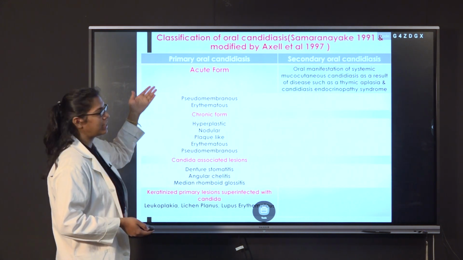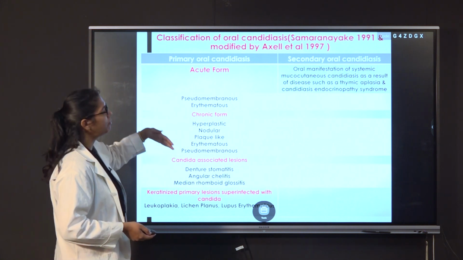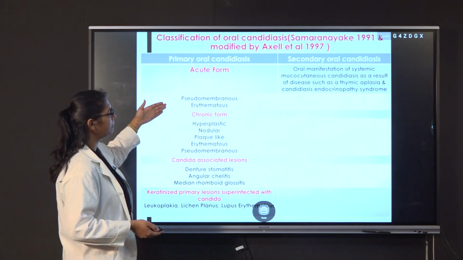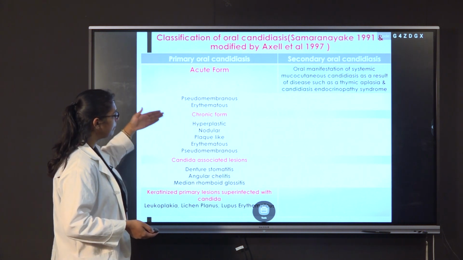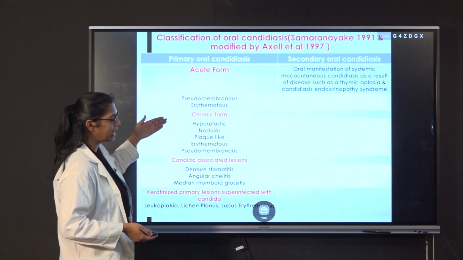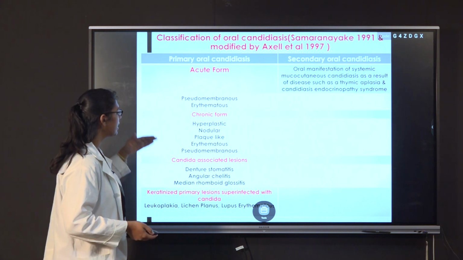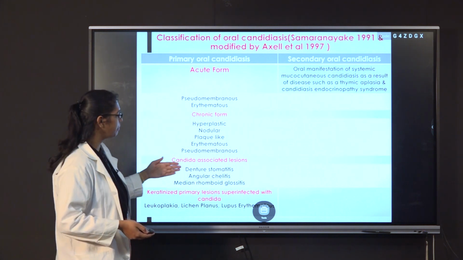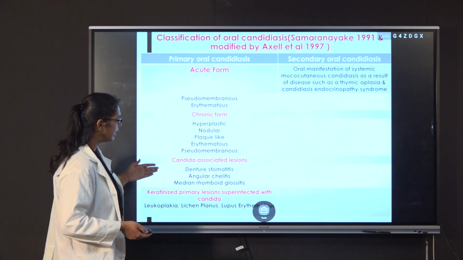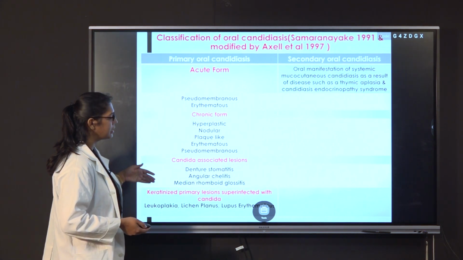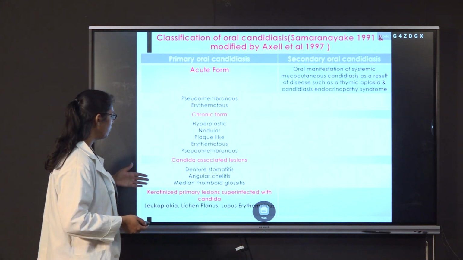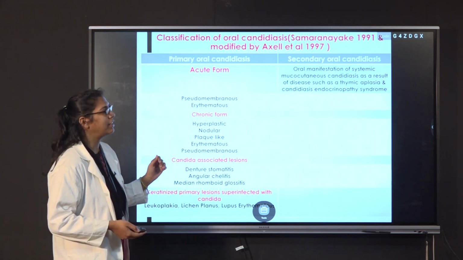Primary is classified as an acute form and a chronic form. Acute is further divided into pseudomembranous candidiasis and erythematous candidiasis. Chronic forms are hyperplastic, nodular, plaque-like, erythematous and pseudomembranous. Candida-associated lesions are denture stomatitis, angular cheilitis and median rhomboid glossitis. And keratinized primary lesions which are superimposed with Candida are leukoplakia, lichen planus and lupus erythematosus.